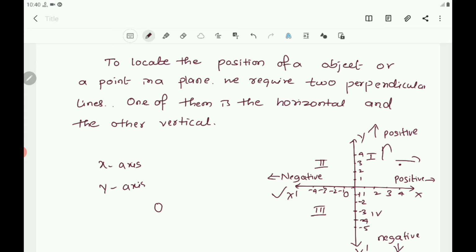Since the positive numbers lie in the direction OX and OY, OX and OY are called the positive directions of the x-axis and y-axis respectively. Similarly, OX' and OY' are called the negative directions of the x-axis and y-axis respectively.